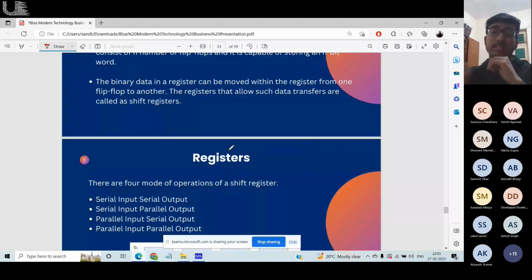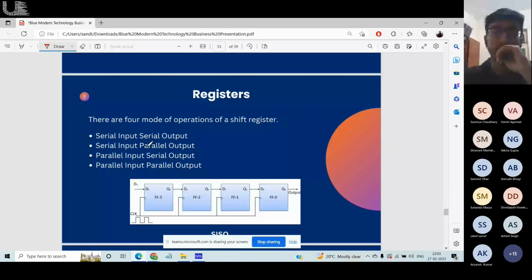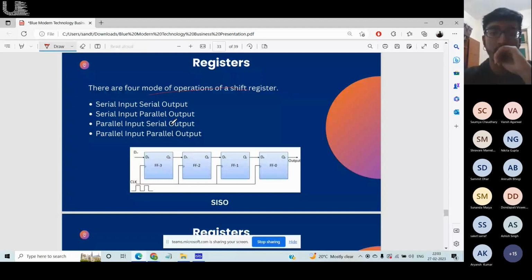So there are some registers that allow the shifting of data within itself, right? If you have 4 flip-flops connected in series like this, you can shift data from left to right, from right to left, right? So there are 4 modes of operation of a shift register. They are called shift registers. Number 1, we have serial input, serial output. Number 2, serial input, parallel output, and 2 more examples in the same way.